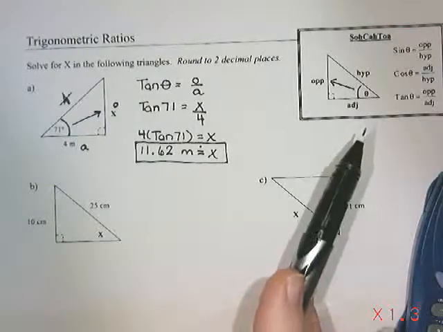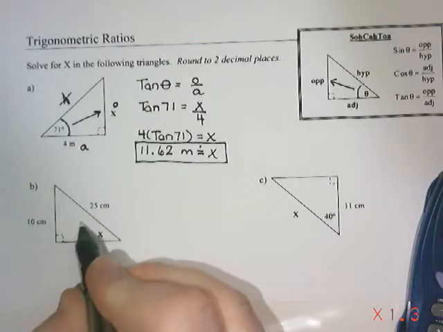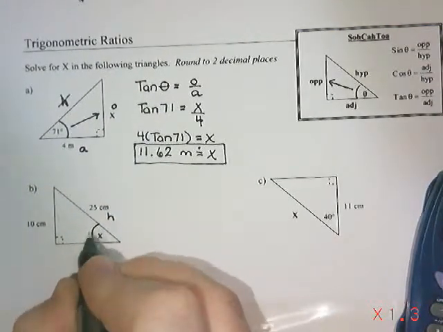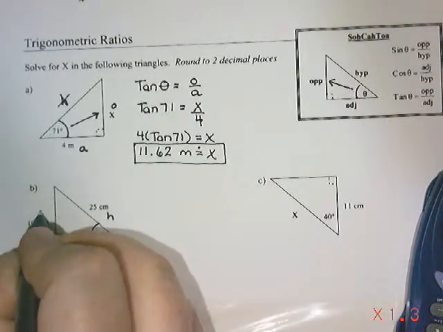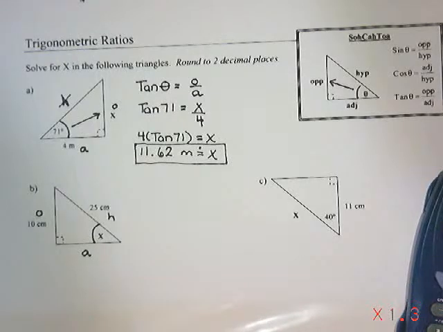So I'm going to try using my SOHCAHTOA. I'm going to label first. The one across from the 90 is always the hypotenuse. And then I locate the angle. The one across from the angle should always be the opposite, and then that third side will be the adjacent.